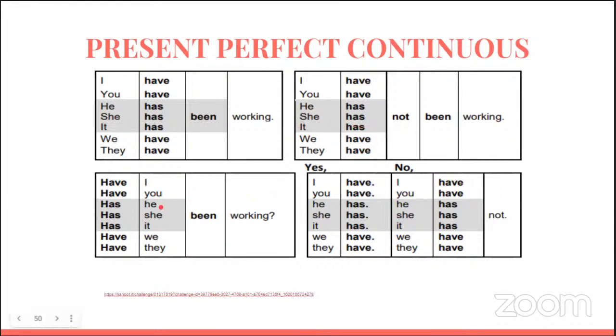And here we have for making questions. You know that you have to place the auxiliaries before the subject and then been and the verb in the ing form. For example, has she been working? Yes, she has. No, she has not or hasn't. And well, this is it for the present continuous tense.